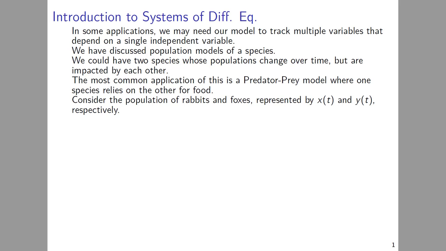Consider the population of rabbits and foxes, where the foxes eat the rabbits. And x of t and y of t are defined as the number of rabbits and the number of foxes, respectively. So x of t is the number of rabbits, and y of t is the number of foxes. Then for positive values a, c, alpha, and gamma, we can represent this with the two differential equations dx/dt equals ax minus alpha times xy, and dy/dt is negative cx plus gamma times xy.